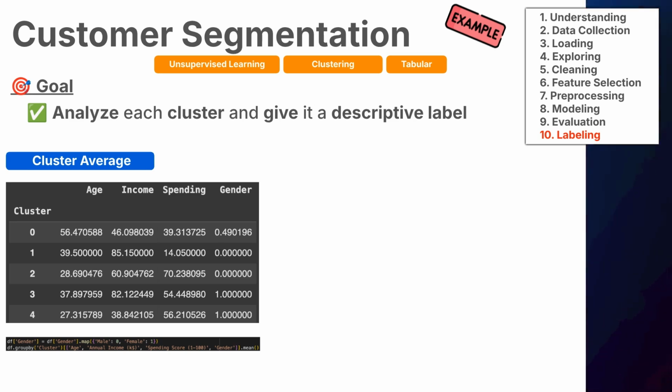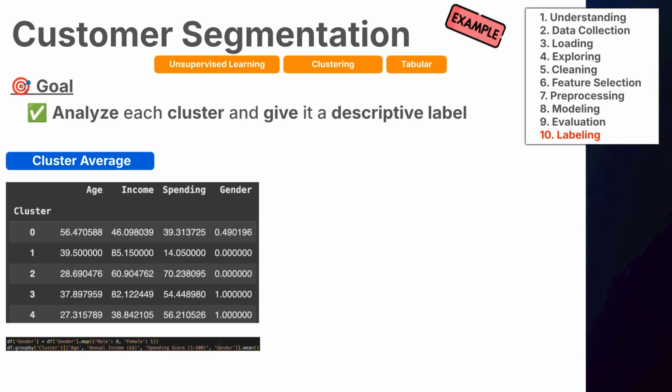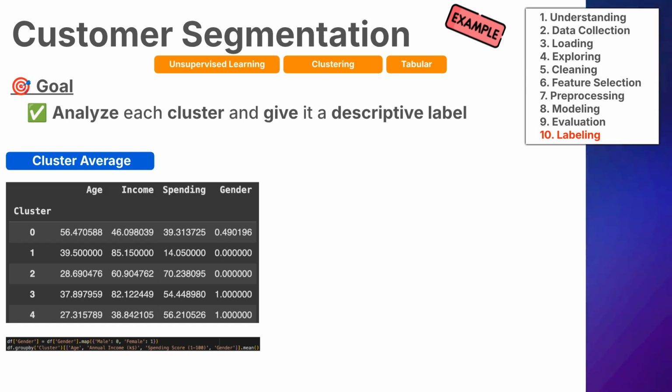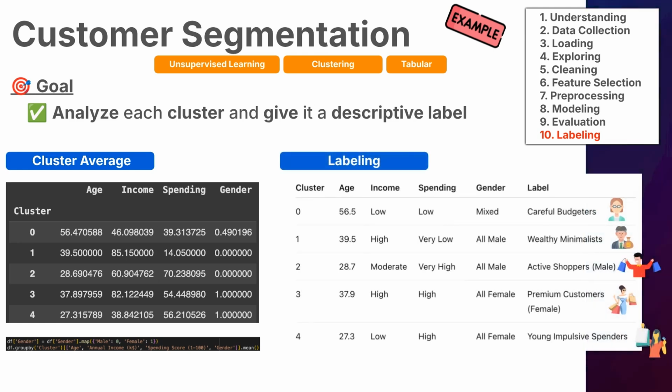Lastly, cluster 4. This group is the youngest, around 27, earns the lowest income, around 39K, but has a high spending score, around 56. All are female, so they can be labeled as young impulsive spenders. This is the summary table. Let's imagine labeled users.